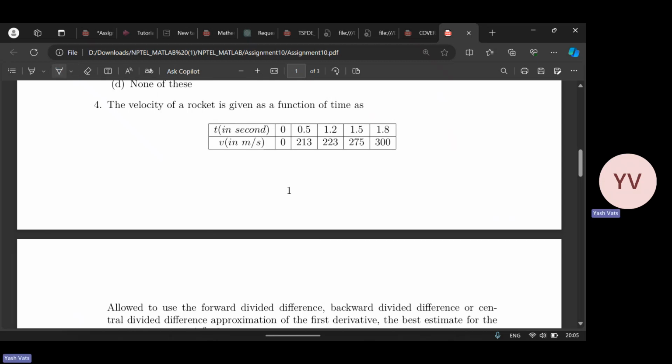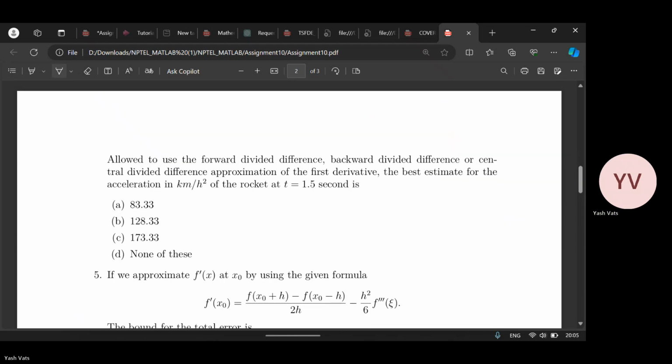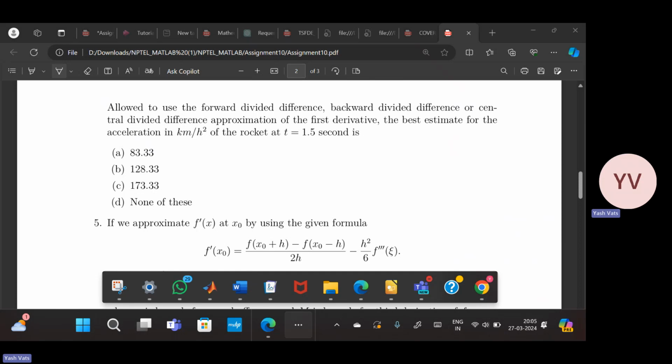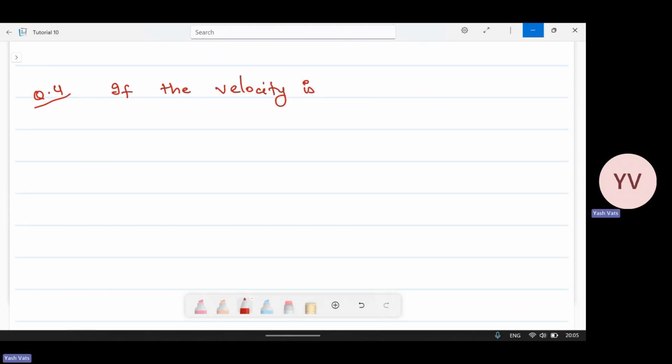Okay, so what you have to do here, so acceleration, you know this. Let me summarize this. If the velocity is given in tabular data, then find acceleration.